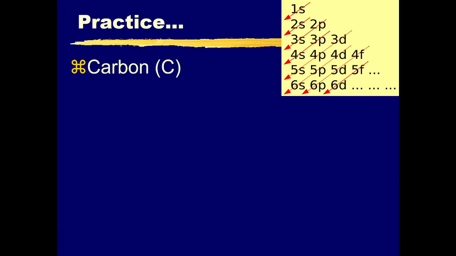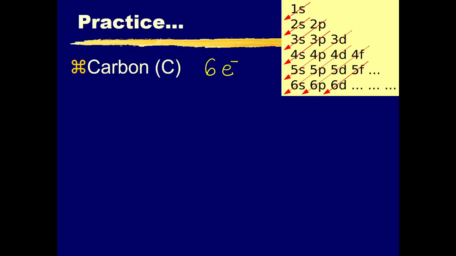Let's proceed to the element carbon. What is the atomic number of the element carbon? 6. The atomic number of the element carbon is 6. So how many electrons do we have? It's also 6. So take note, Section Emerald, the atomic number also gives you the number of electrons.